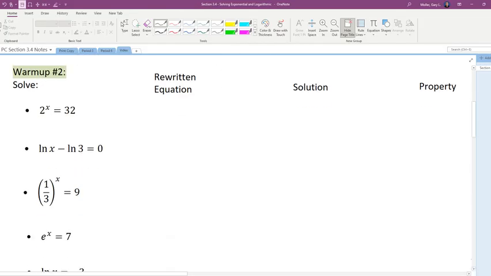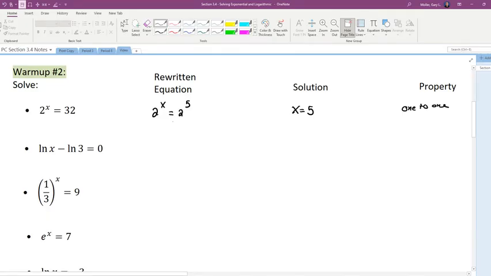Warm-up number 2, let's solve 2 to the x equals 32. So we could write this as a logarithm, but sometimes we can answer these questions without referring them back to logarithms. We can use a one-to-one property, meaning I can make this say 2 to the x is equal to 2 to the 5th, and therefore we have 2 to the power equals 2 to the power, and the only way that's going to be possible is if x equals 5. So this is that one-to-one property where we know that has to be equal to each other.